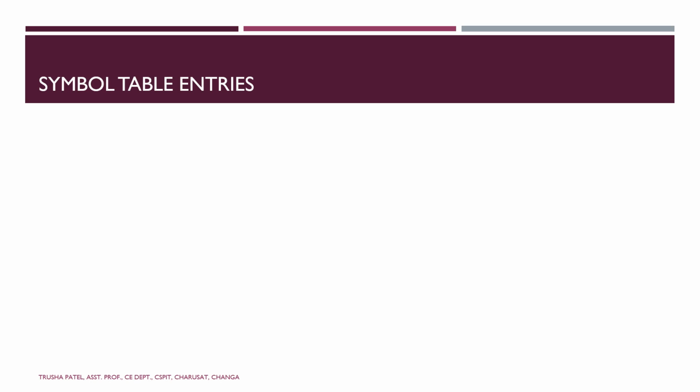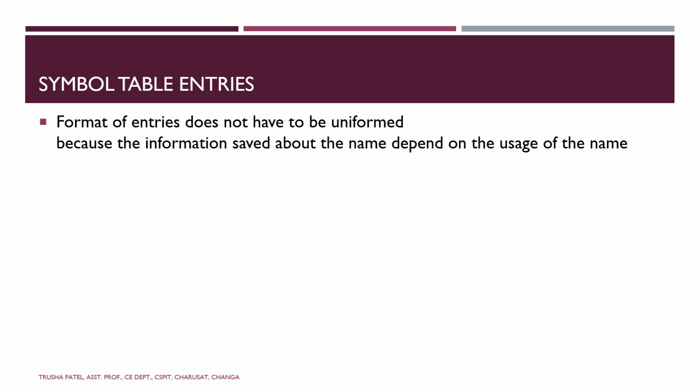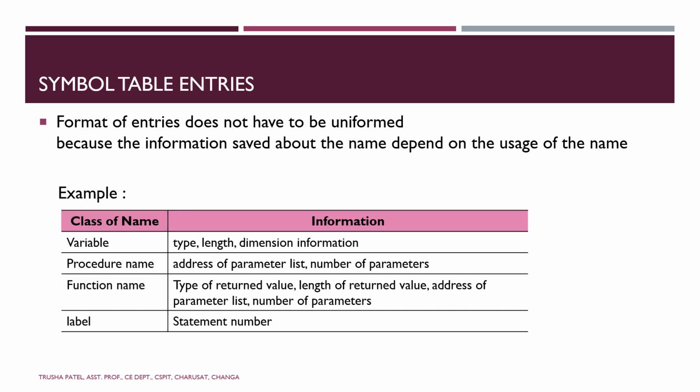Now the format of the entries in the symbol table does not need to be uniform, because the information saved about each name is different. Let us take an example. If we are going to save a variable inside the symbol table, the information related to that variable may be the type of the variable, the size of that variable, then the dimension. If it is an array, then it may be of 2 dimensions, 3 dimensions. So the number of dimensions may be associated with this variable. So this kind of information we are going to save for the variable.